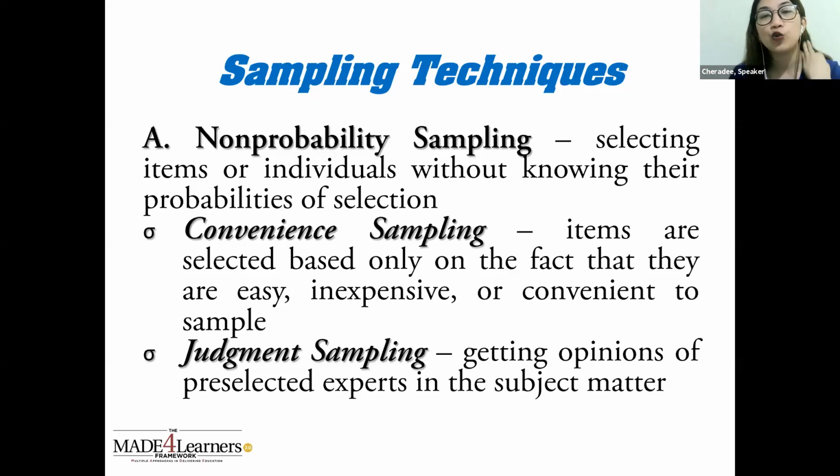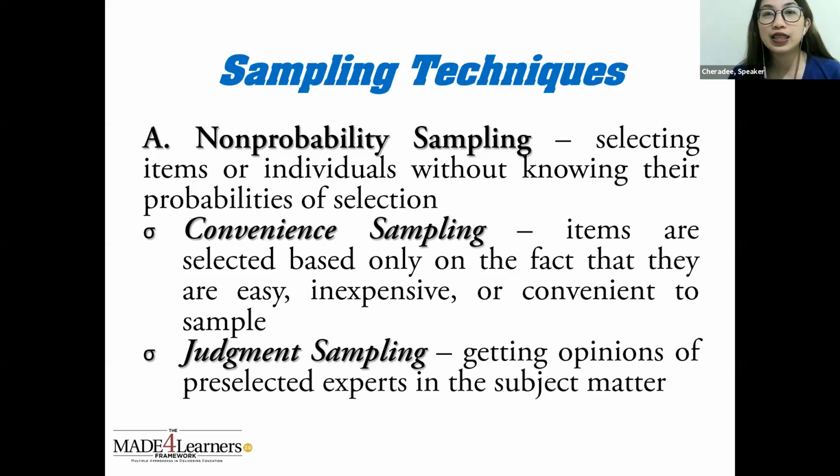So let's say, for example, you want to know the new rules that you have made, and you want to collect information from a lawyer, or an attorney. So you don't need to get the list of attorneys in your city and find the one randomly, you know, so it will really take time. So you just do judgment sampling.